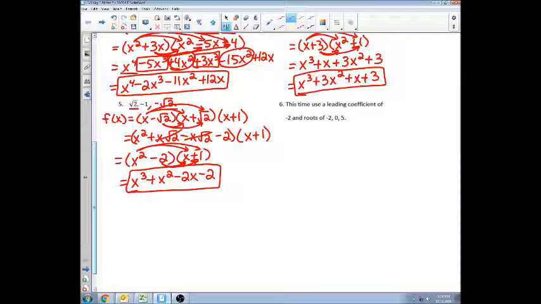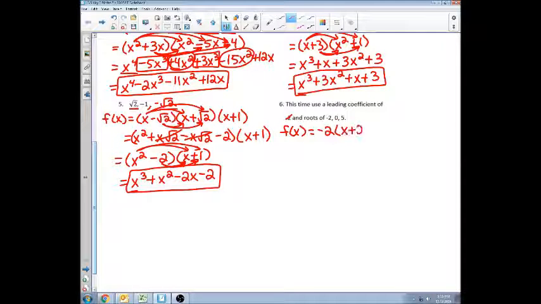On to the final problem. This time it says we need to use a leading coefficient of negative 2. So most of this is exactly the same. The only difference is this negative 2. So what I'm going to do is just write negative 2 out front. So I've taken care of that negative 2. Just write negative 2 down. Don't worry about it after that until the very, very end. The rest of it is exactly the same.